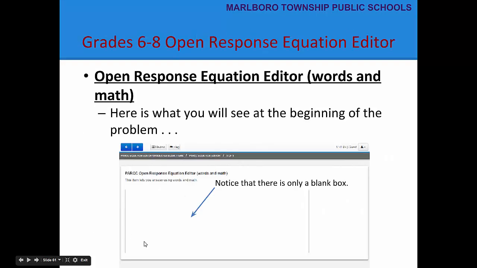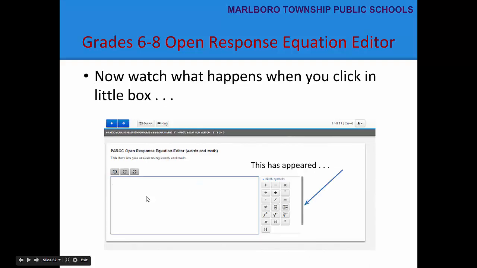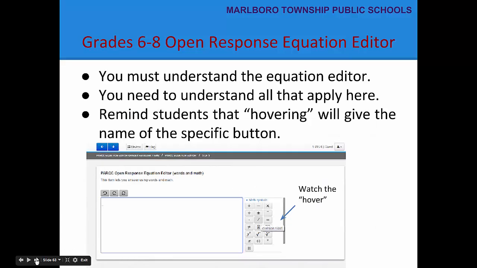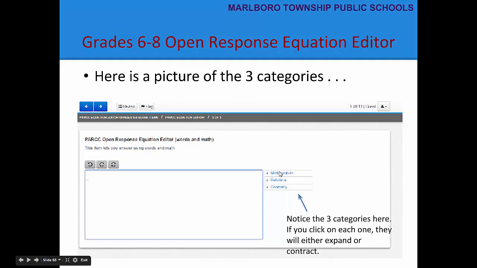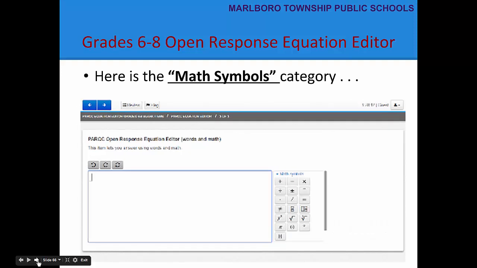Okay. Now for the open response for 6 through 8, notice it's the same way as 3 through 5. There's only a blank box. They click on the blank box, then all of a sudden it appears. The hover will still work as well. And notice, there's going to be 3 options that they can collapse and expand: math symbols, relations, and geometry. Okay, and there's where the 3 collapsed categories are. Okay, there's a picture of it expanded.